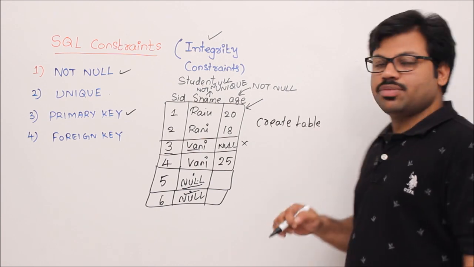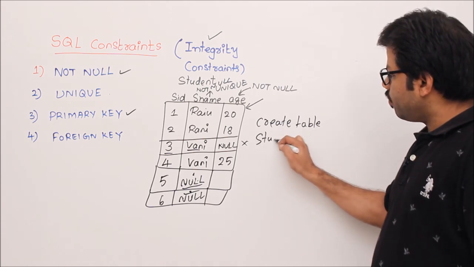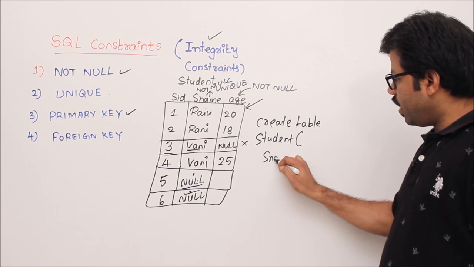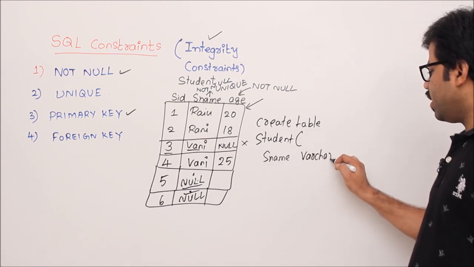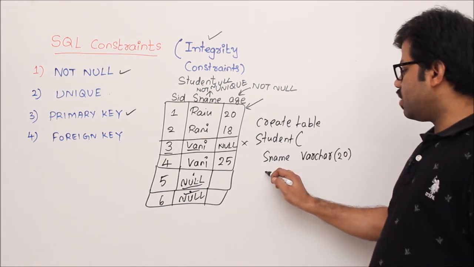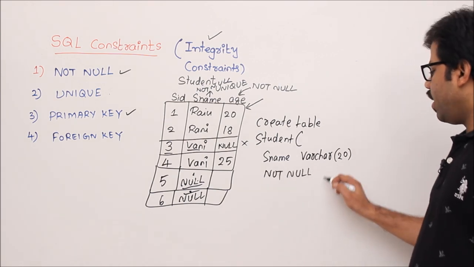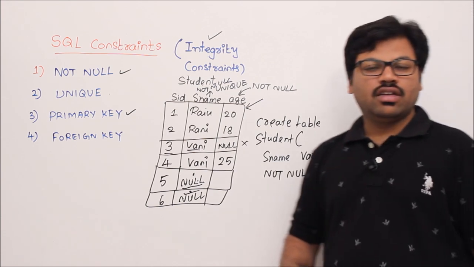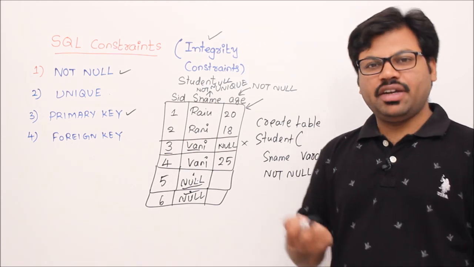Usually I don't teach syntax because it unnecessarily takes our time. So create table student. I only focus on student name. So what we can do is varchar, variable character of length 20 or something we can keep. After that we can mention that it is not null, okay, and unique in that way. So if you write like this, then uniqueness and not-nullness will be maintained.